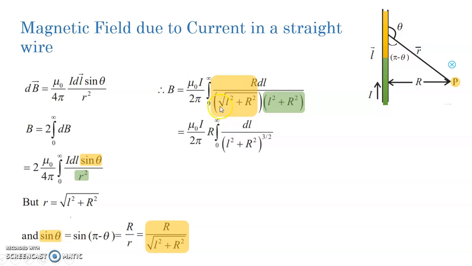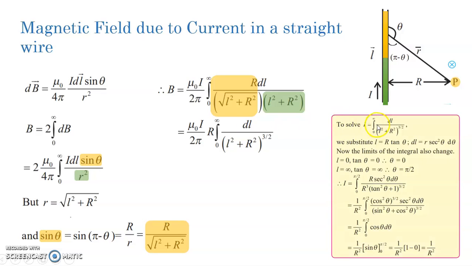The denominator, that is square root of L square plus R square multiplied by L square plus R square, can be written as L square plus R square the whole raised to 3 by 2. By solving the integration part, that is integration of 0 to infinity dl divided by L square plus R square the whole raised to 3 by 2, we get it as equal to 1 divided by R square. So instead of integration, let us substitute it as 1 divided by R square.